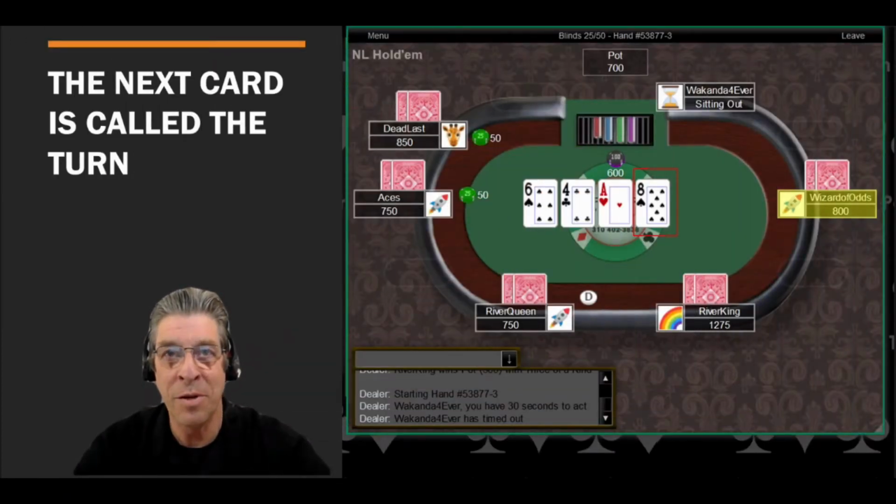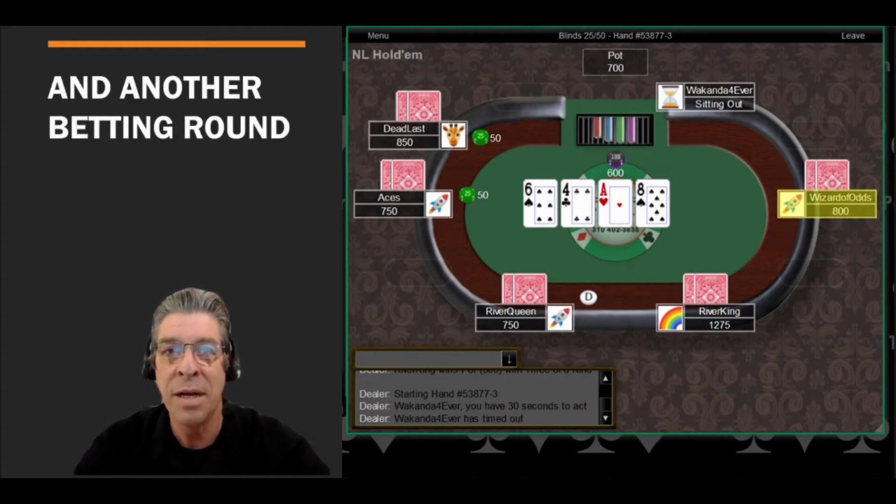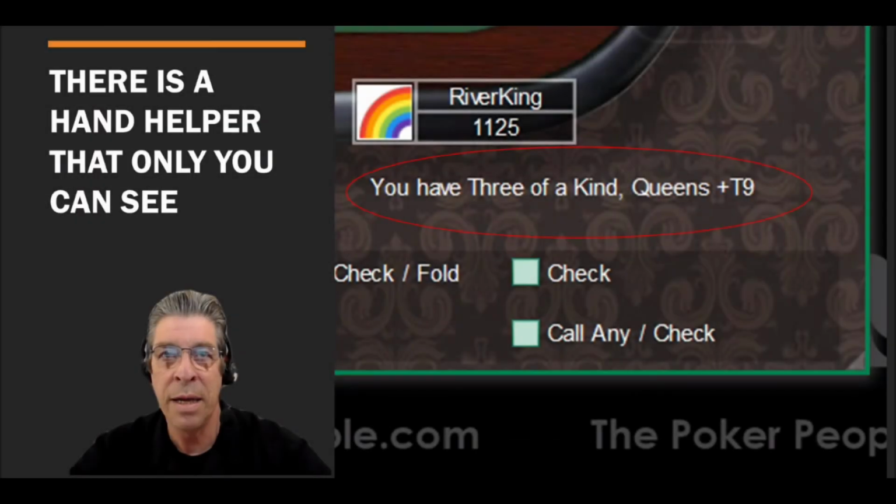Once the betting round is completed after the flop, another community card is dealt. This is called the turn. It is followed by another betting round. During play, you will see a hand helper that only you can see. Based on the poker hand ranking chart, it will let you know your current poker hand. This will display your 5 best cards.